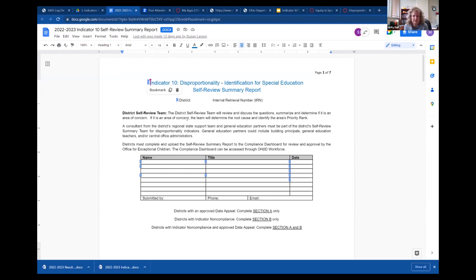One of the things as a starting point is to think about your district self-review team. The team members will be working through the questions as they relate to disproportionality. So if you've not started this process, or you're new in your position, starting from ground zero, it's really about getting familiar with the content of the questions.